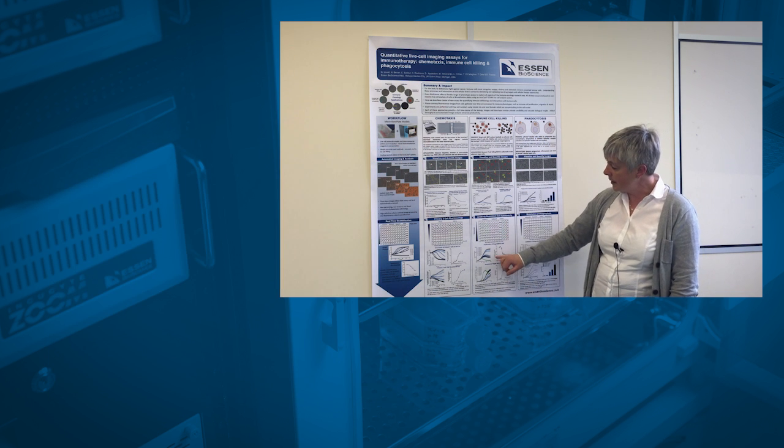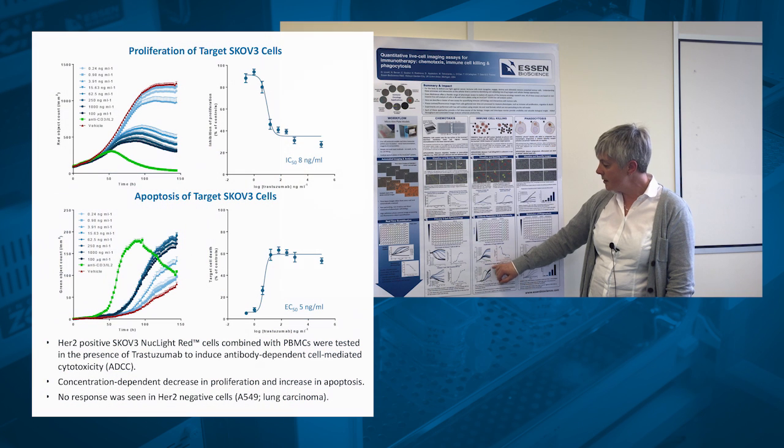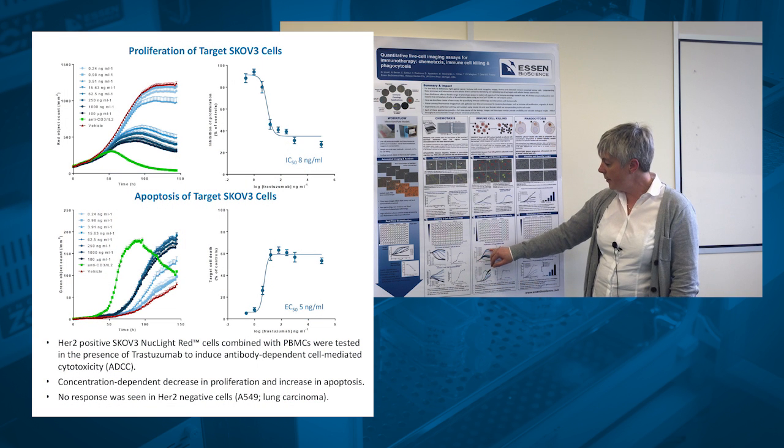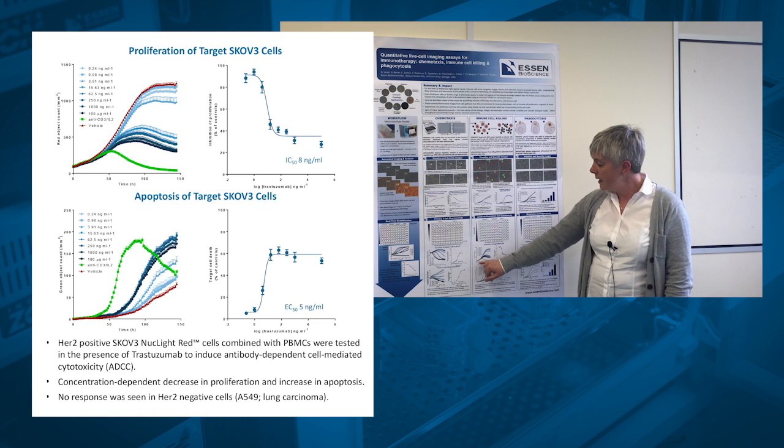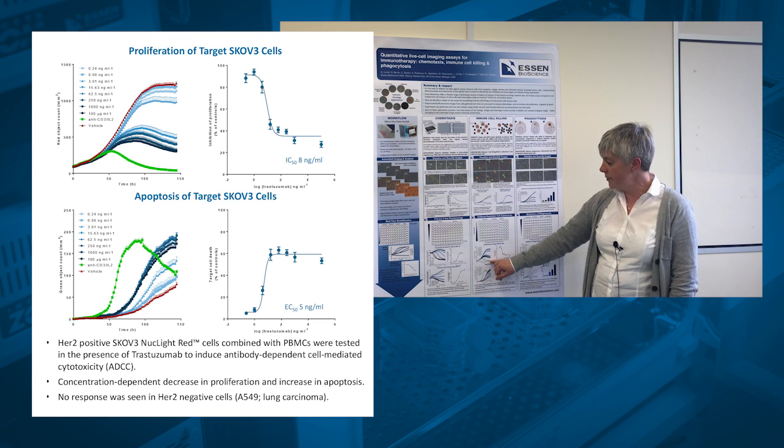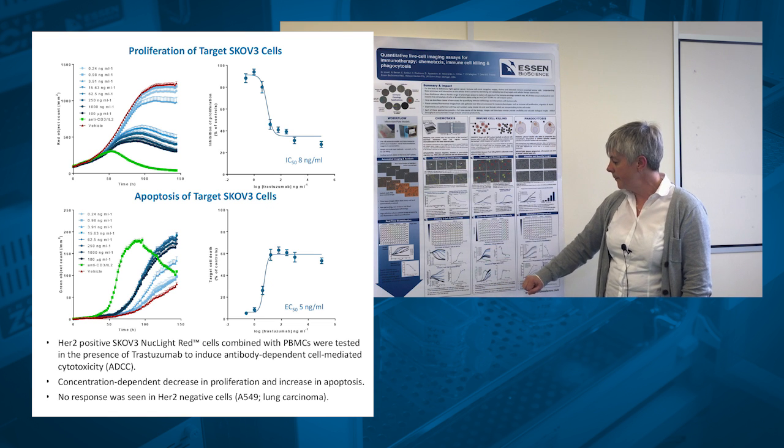And again, if we convert this data into time course analysis, here you can see the red line being the control cells and the proliferation of those over time. Here we have our positive control, which has got the CD3 and IL-2 in here, showing you a nice lack of cell proliferation. And then we can see a nice concentration-related effect here with the trastuzumab, with the highest concentration here showing the reduction in cell proliferation.